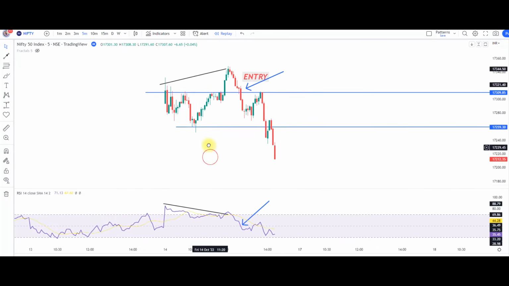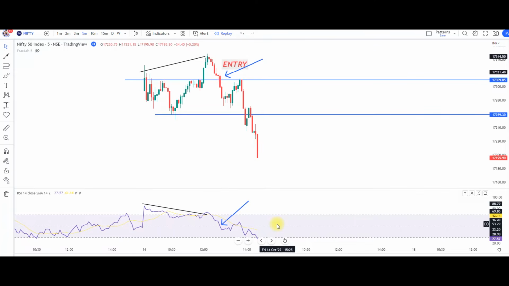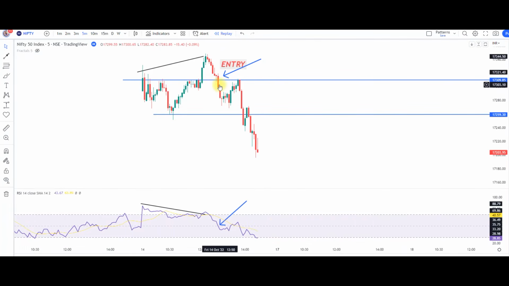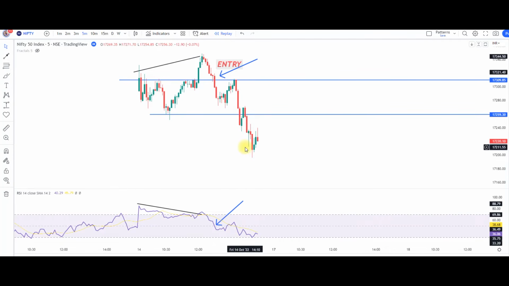So still the market is falling. So once we enter into the trade, we got a nice reward in the 5 minutes time frame.